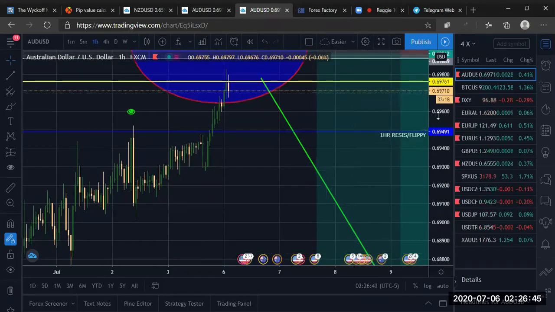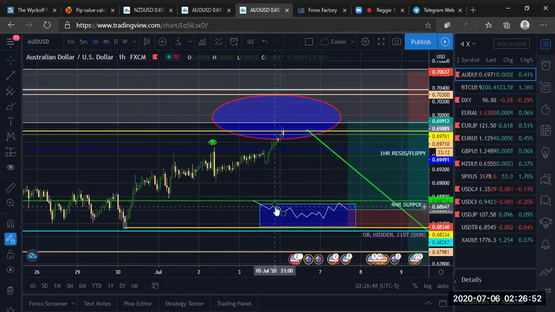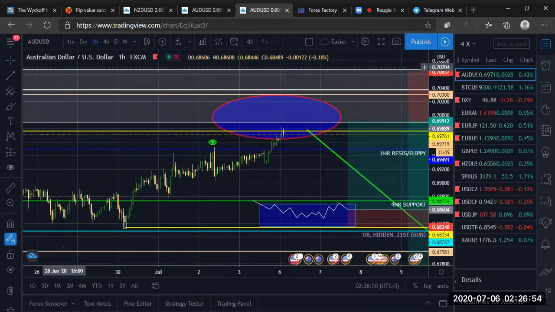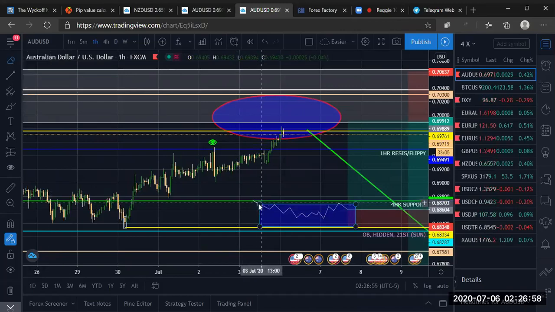So, yeah, it is what it is. Like I say, I'm away from my setup. I'm not finna jump into a trade just because it looked nice. Everything that glitters is not gold. Let me just erase them real quick, clean up my charts.